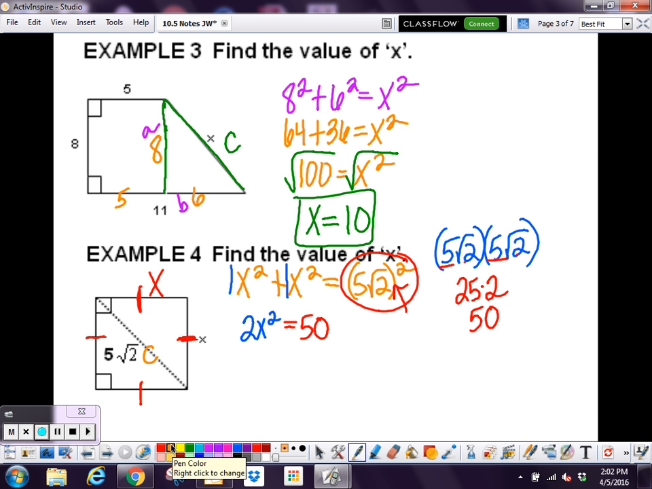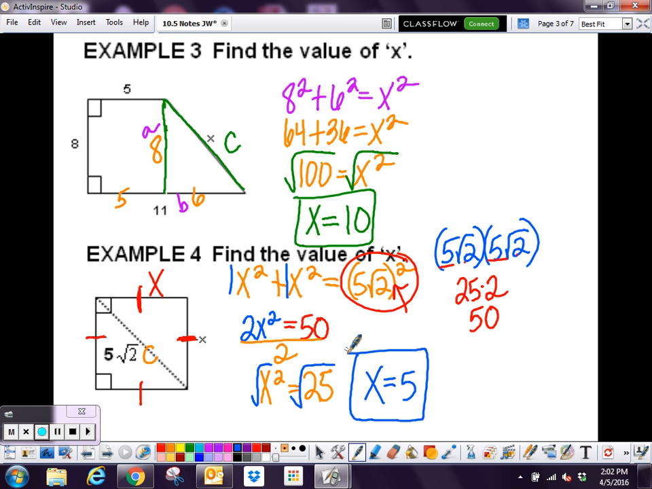Okay, now I need to solve this. So I'm going to divide both sides by 2. So I have x squared equals 25. Take the square root of both sides, and the square root of 25 is 5. If you wanted to check that, you could. You just plug it back into the Pythagorean theorem, and it all has got to be equal.